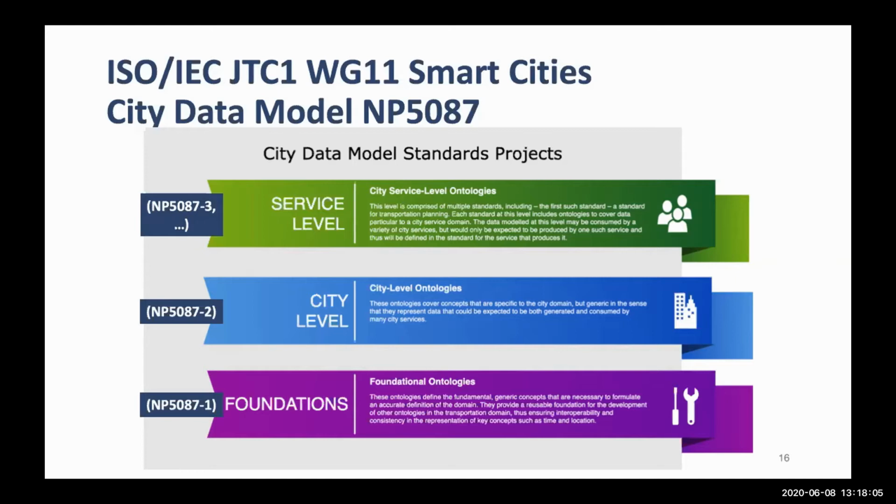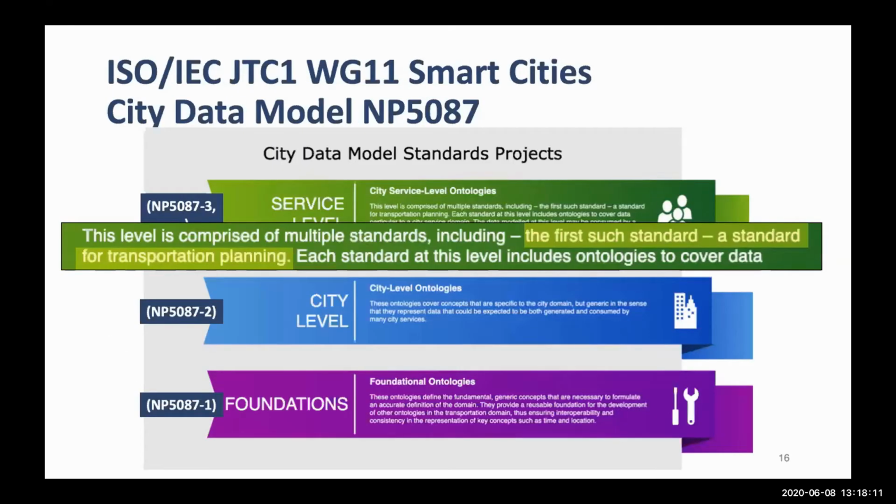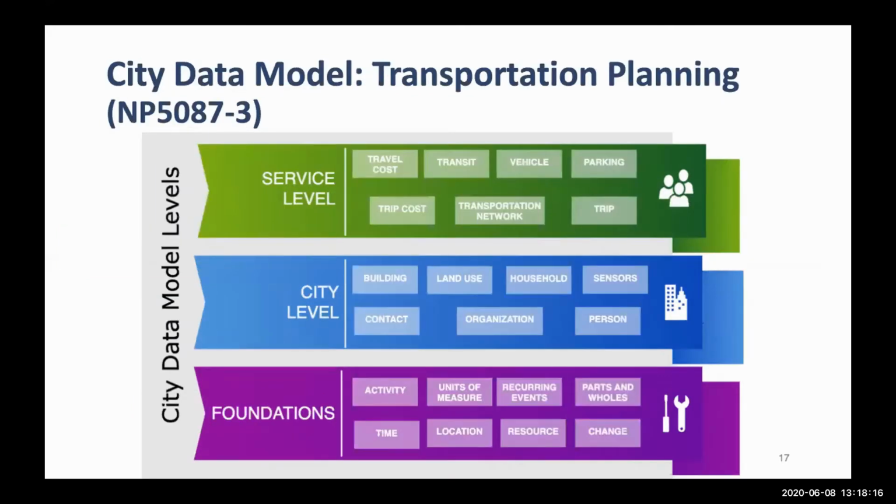Then beyond that, we have the additional parts of the standard that look at specific city services, the first of which will be a standard for transportation planning. So the first draft of this standard, as you can imagine, draws heavily from our work with iCity, and it's built on the foundational level as well as the city level of the standard, and then extends that with the concepts or ontologies to describe the transportation network, transit, travel cost, and so on.